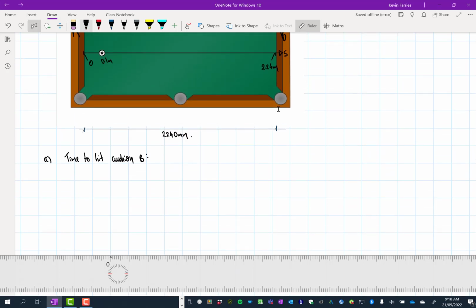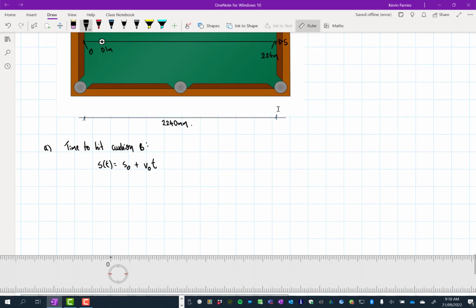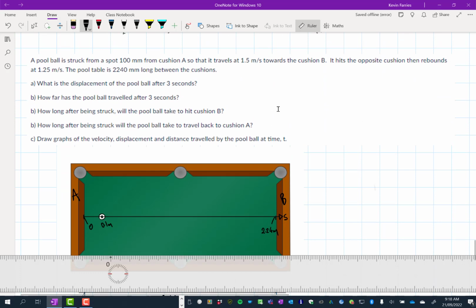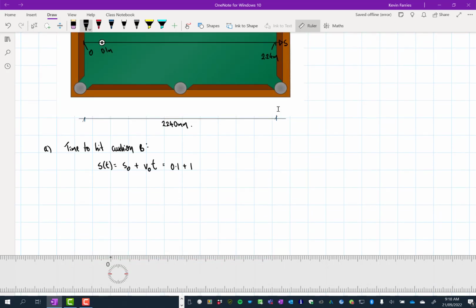So what do we know? We're trying to find the time. So we know the position at time t is equal to the starting position plus, for constant velocity, the velocity times time. In this case, the ball is starting at position 0.1, so it's starting 100 millimeters from A. So let's put 0.1 as its starting position, plus v naught, which for this part of the travel was 1.5 meters per second, so 1.5 meters per second times time. And we want to find the time at which it hits the other side, so that is going to equal 2.24.